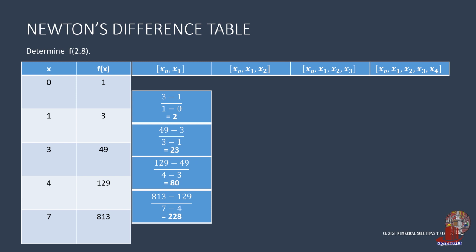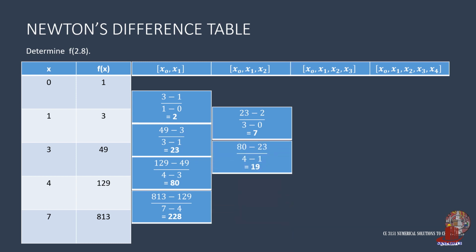For the second column, we start with 23 minus 2, and this is divided by the x values with a single gap, that is 3 minus 0. Next is 80 minus 23 all over 4 minus 1. The last for the column is 228 minus 80 all over 7 minus 3.